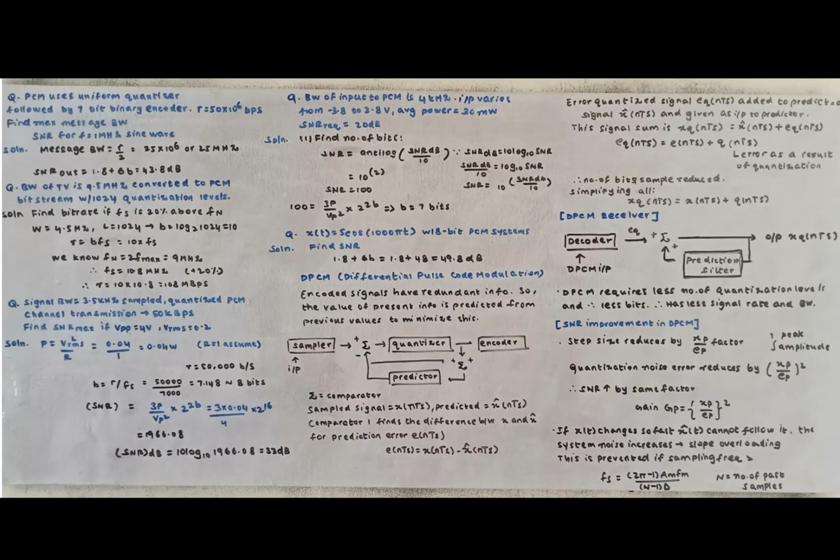It's pretty simple. And then you use the same formula because you're given power. You have to use the 3p by bp square times 2 power 2b, which is 7 bits. The next question is just a simple substitution for a sinusoidal signal, and you get the answer.